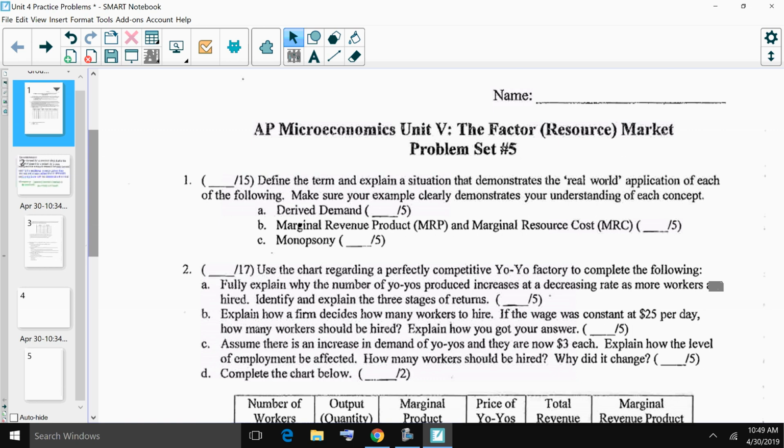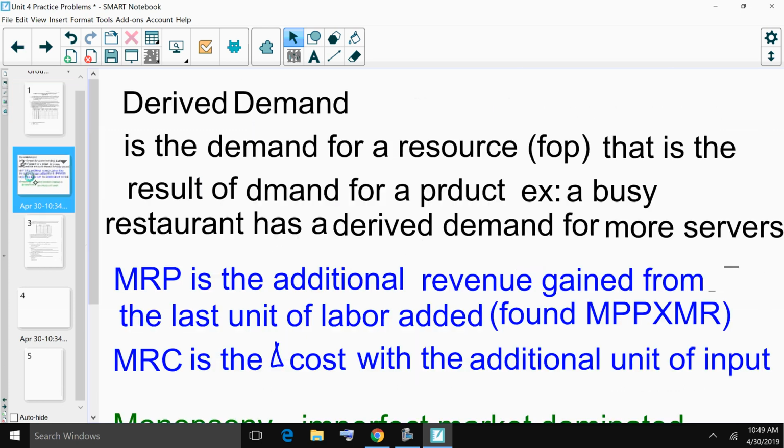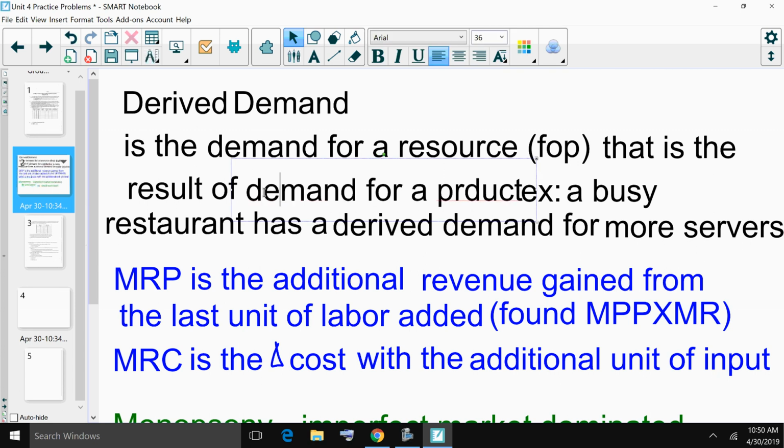So the first one I'm going to look at is derived demand. Derived demand is demand for a resource, usually a factor of production, that is the result of demand for a product. So, for example, derived demand, P-R-O-D-U-C-T, derived demand is the result of needing something.